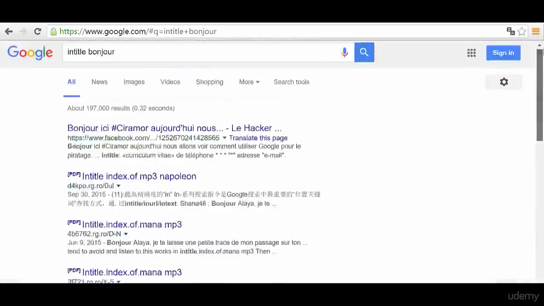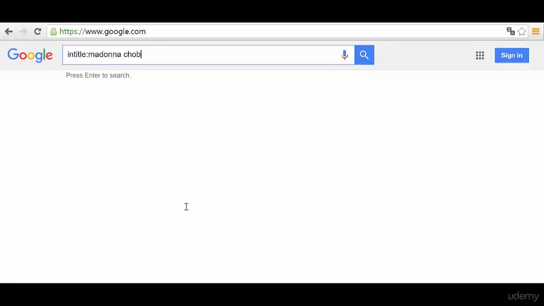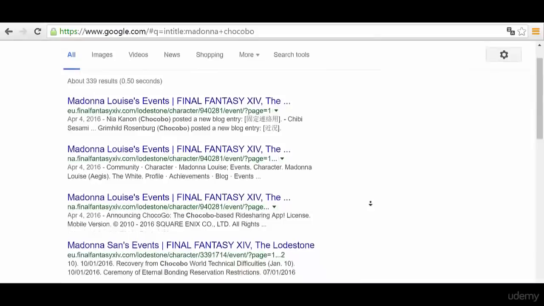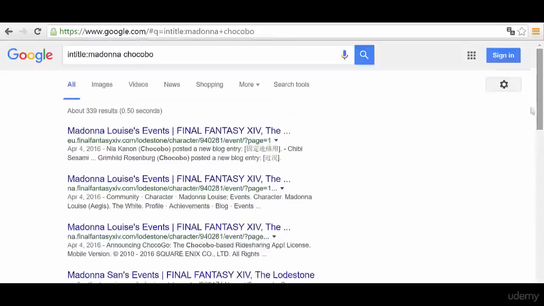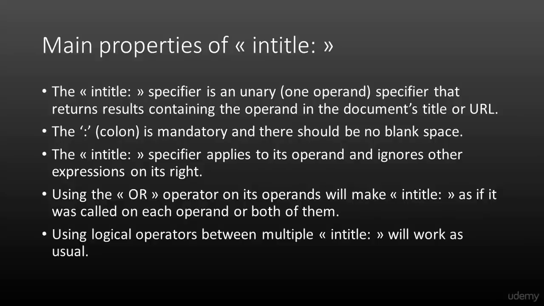The inTitle specifier applies to its operand and ignores other expressions on its right. When you use the OR operator on its operands, it will work as if the inTitle was called for each of them or both of them. Using logical operators between multiple inTitle specifiers will work as usual.